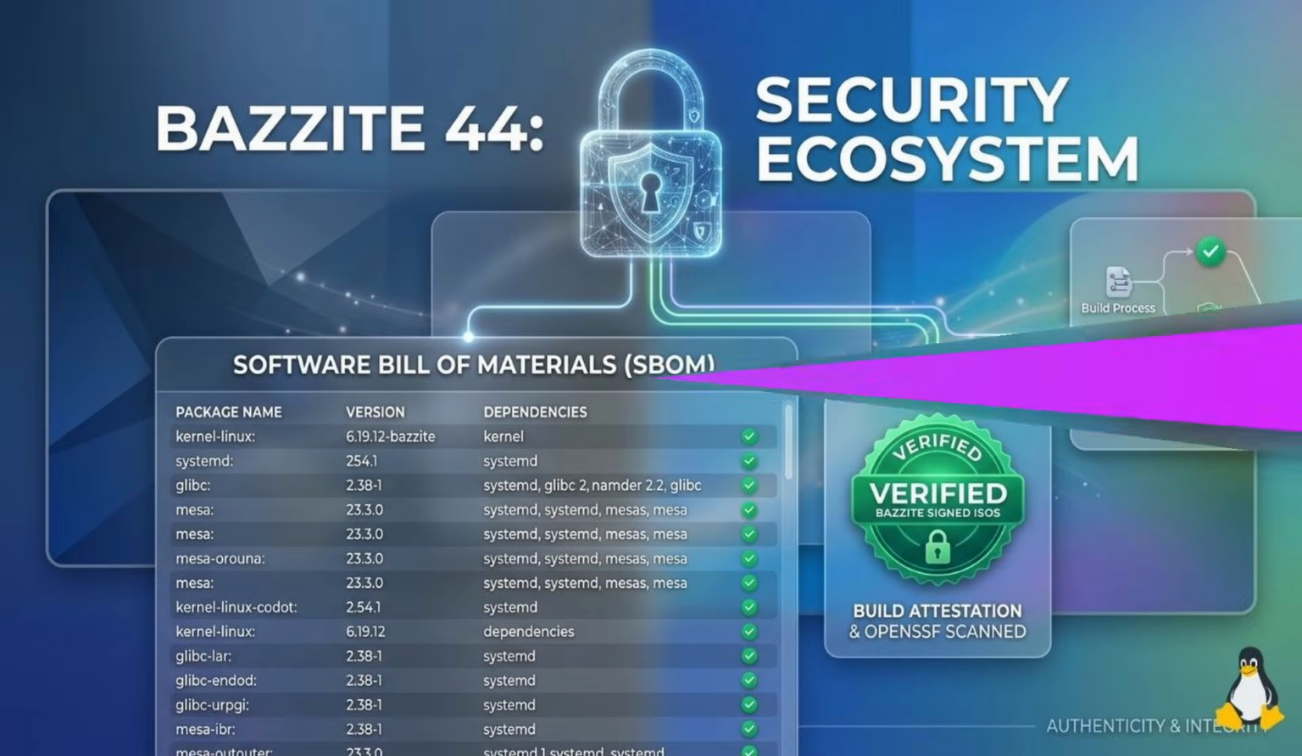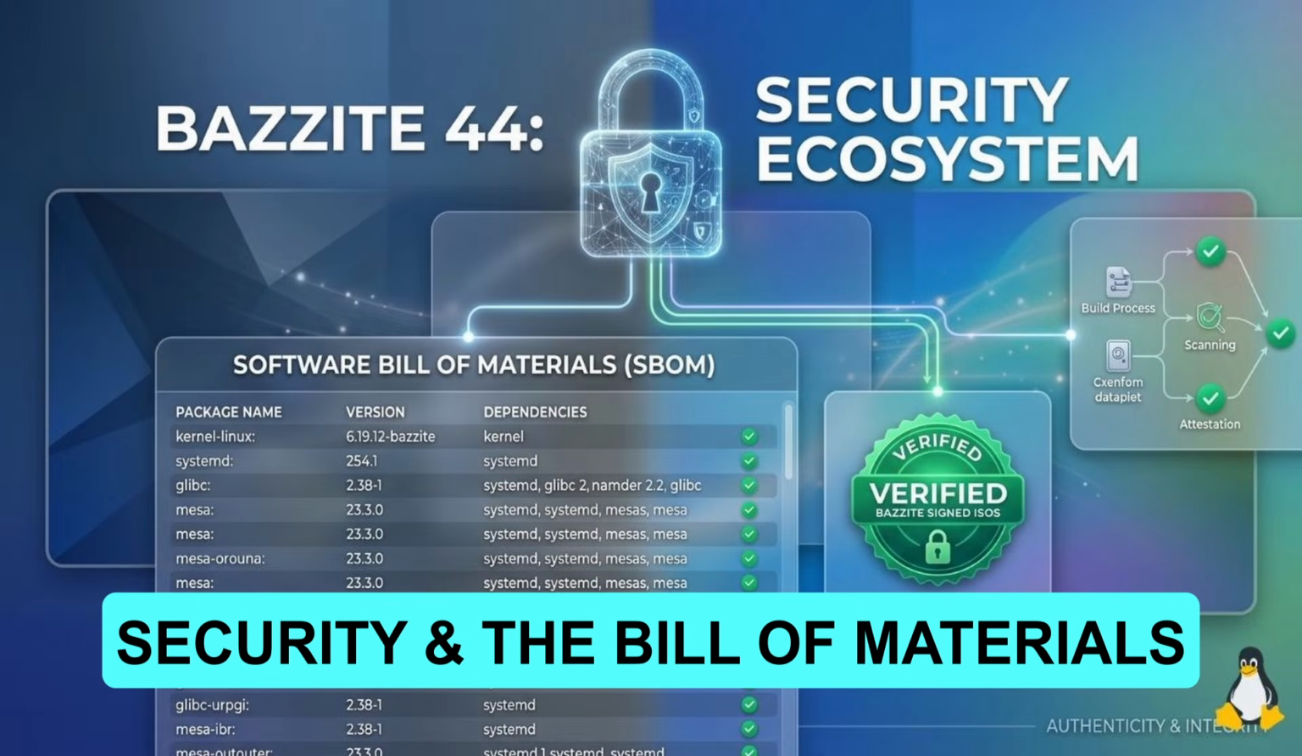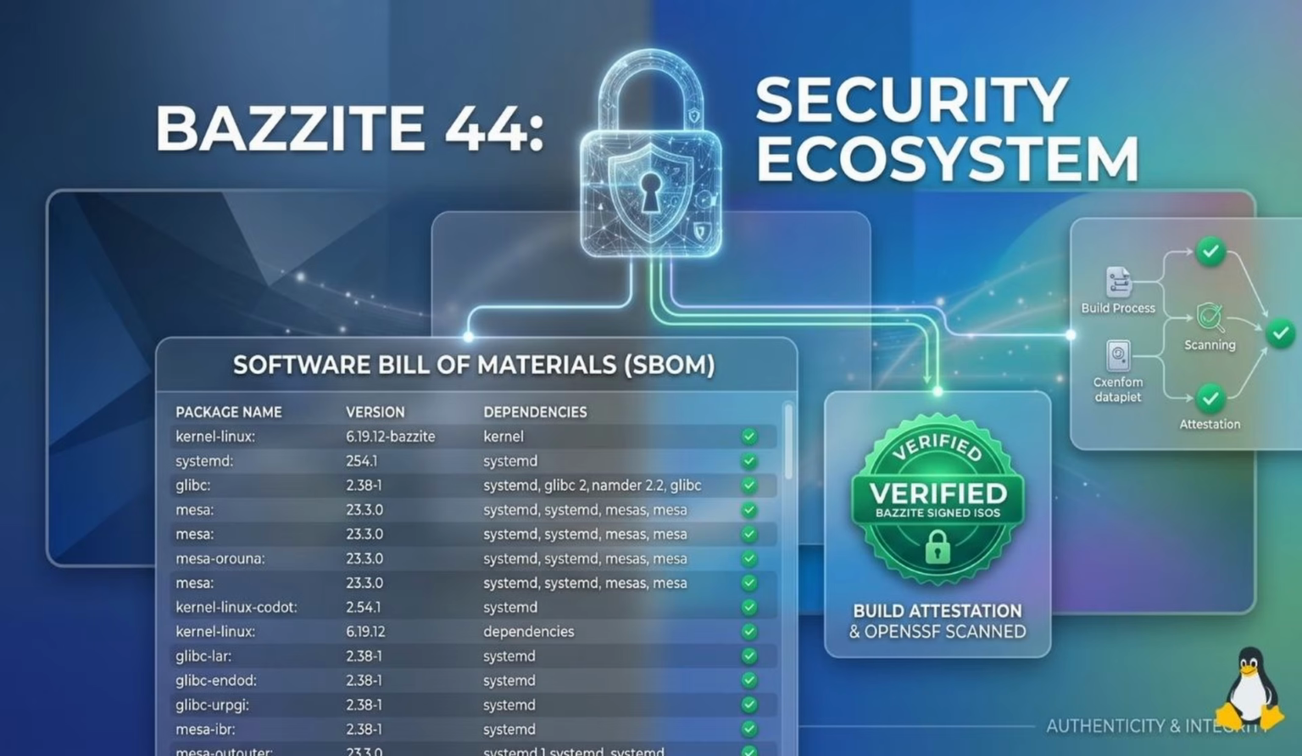In 2026, security isn't just an option, it's a necessity. Bazzite 44 takes a massive leap forward in transparency and safety. They are now using SBOMs, meaning Software Bill of Materials. Think of an SBOM like an ingredient list on a box of cereal. It tells you exactly what's inside your operating system down to the last library. This now powers the changelogs, so when you update, you see exactly what changed.